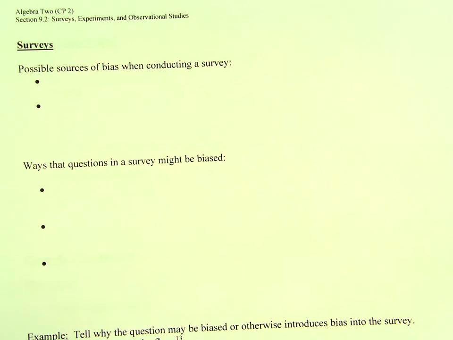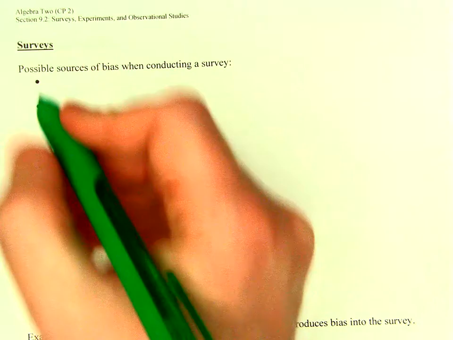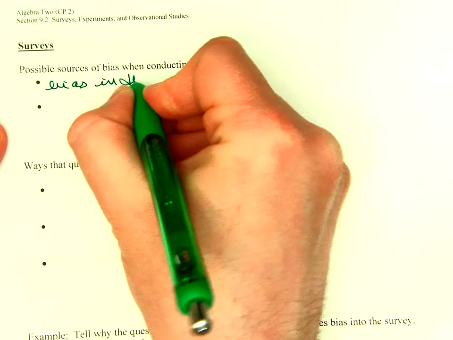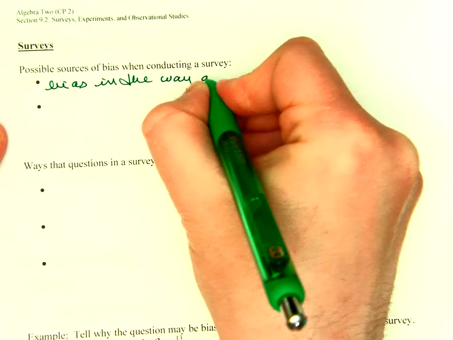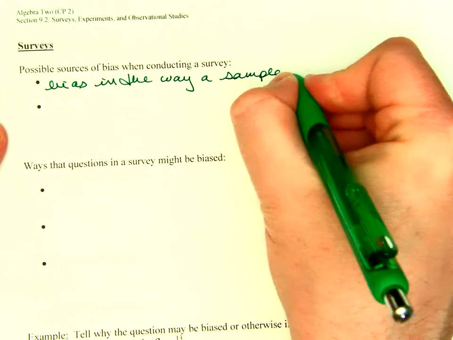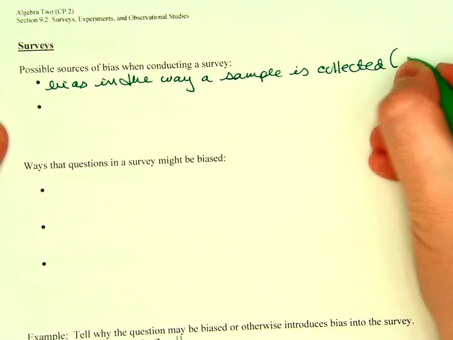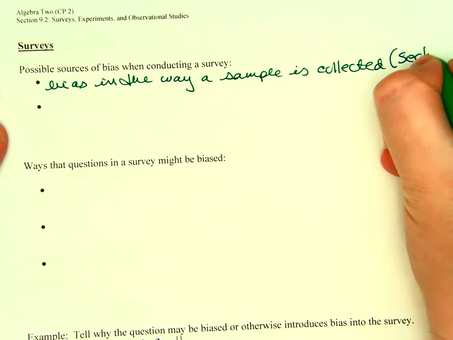Last time, when we were talking about creating random samples, or just samples in general, we were concerned about making sure there was no bias in those samples. And we saw that our simple random sample was the best way to do that. That's one way that we can have bias when we're doing a survey. We can have bias in the way a sample is collected. And that's what we looked at last time, in section 9.1.